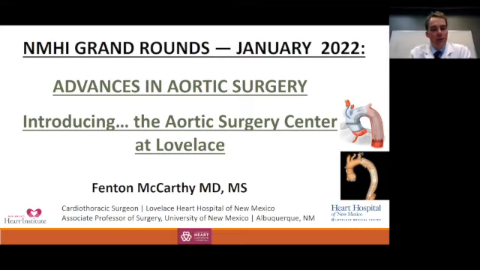My name is Fenton McCarthy. I am one of the CT surgeons here at Loveless, and I'm going to give a talk today on advances in aortic surgery and introduce a new initiative that we're doing here at Loveless with a dedicated center towards aortic surgery.